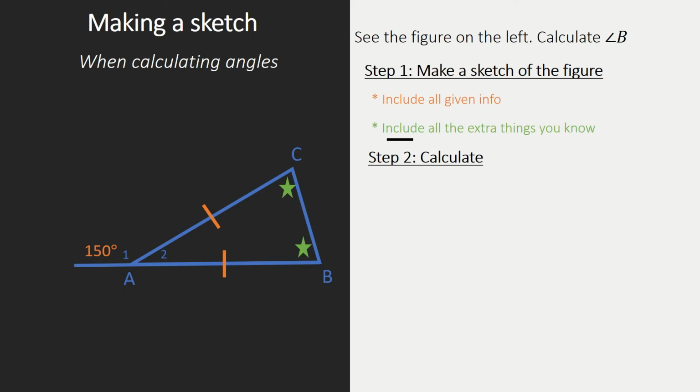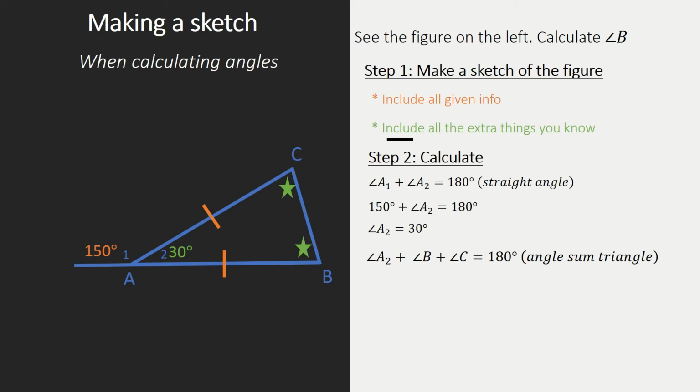Step 2 is to calculate. So first, write down what you know. So angle A1 plus angle A2 equals 180 degrees, since it is a straight angle. And please, guys, write it down. 150 degrees plus angle A2 equals 180 degrees. So I've just filled in everything that I knew. Angle A2 equals 30 degrees. So again, include all the extra things you know. So I now know that that is 30 degrees.